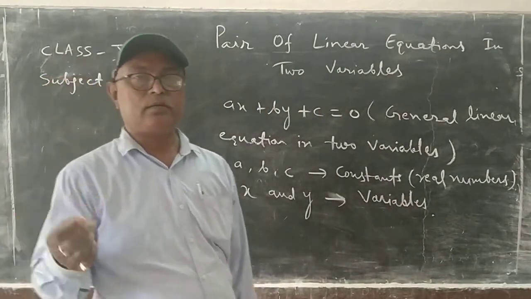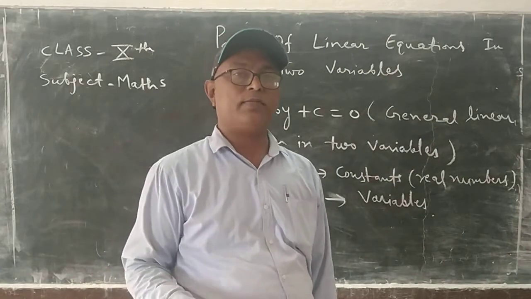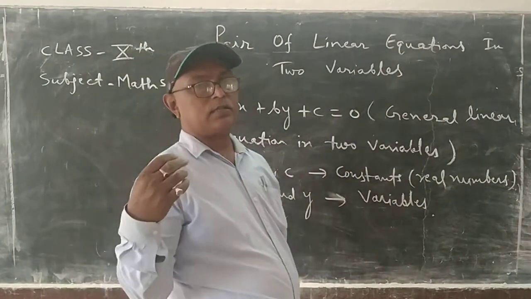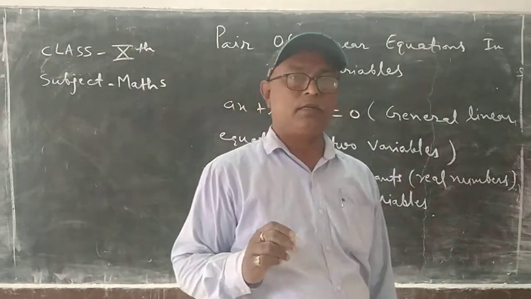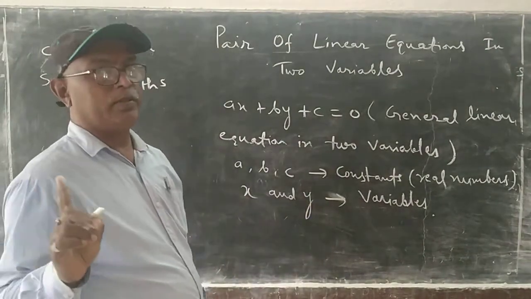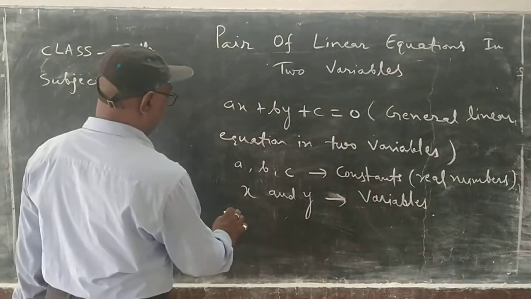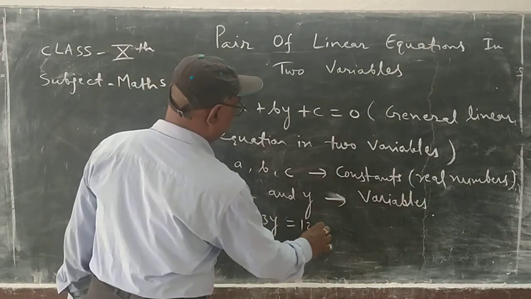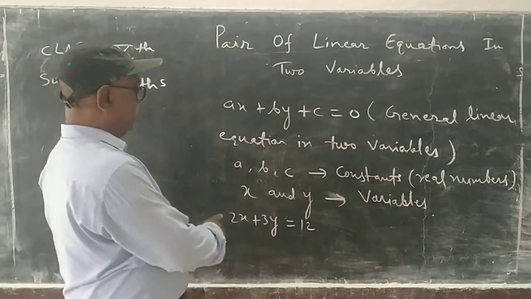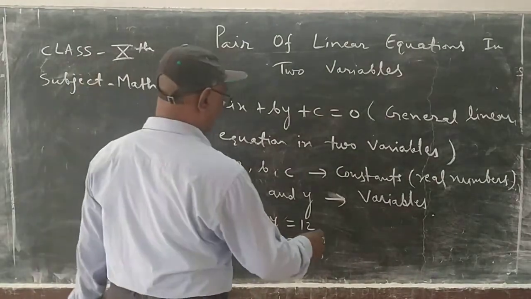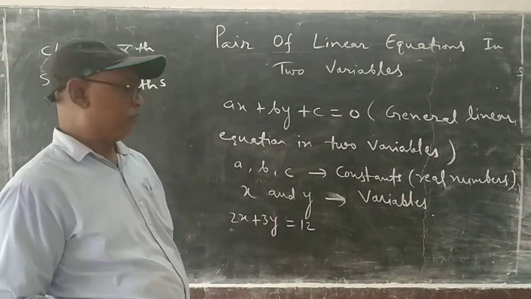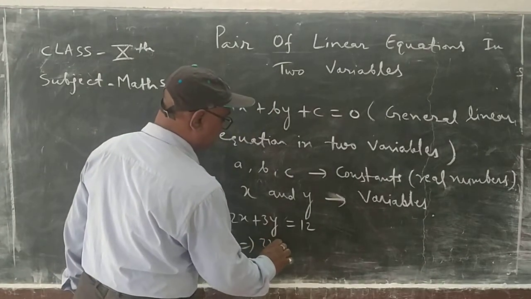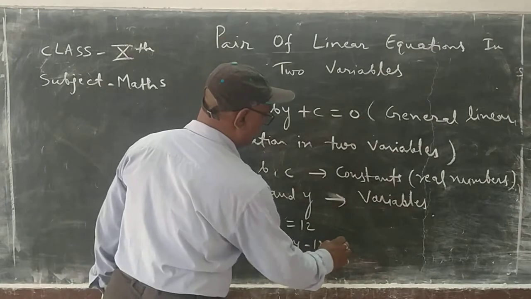If there is only one linear equation in two variables, then there are infinite number of solutions. You have learned in class 9 that a linear equation in two variables has infinite number of solutions. Suppose you have a linear equation 2x plus 3y equal to 12. This one is a linear equation because you can change it to 2x plus 3y minus 12 equal to 0.